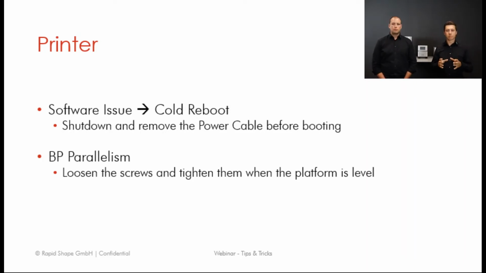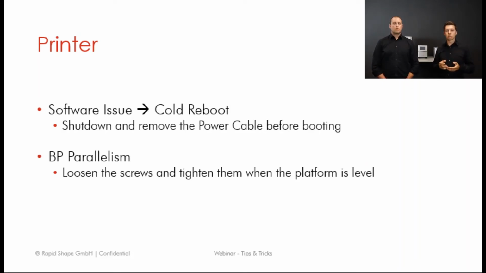So it's really important. Build platform parallelism is one of the big topics if prints or print jobs are failing partially. So they're just not sticking, or one part is not attaching properly to the platform. Please check the build platform parallelism. There's also a video online for this. So we try to give you a lot of help, which you can then, for example, show the customer, that there is some more information about how to set up a build platform properly.